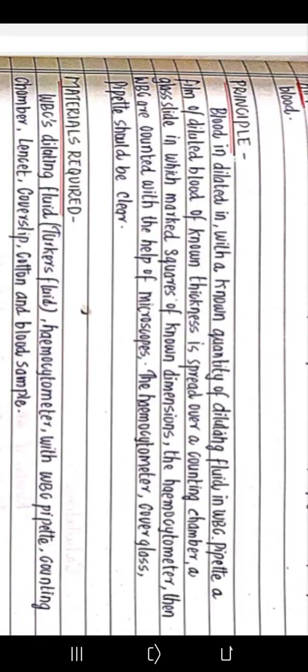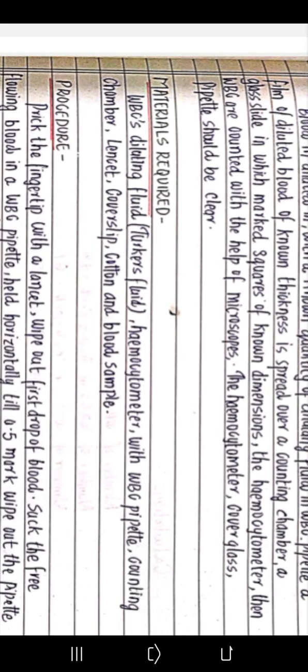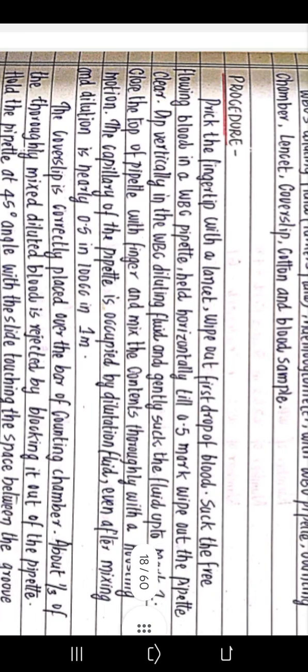The hemocytometer, cover glass and pipette should be clean. Then materials required: WBC diluting fluid, that is Turk's fluid, hemocytometer with WBC pipette, counting chamber, lancet, cover slip, cotton and blood sample. Procedure: prick the fingertip with a lancet, wipe out the first drop of blood. Suck the free flowing blood into a WBC pipette held horizontally till the 0.5 mark. Wipe out the pipette clean. Dip vertically in the WBC diluting fluid and gently suck the fluid up to mark 1. Close the top of the pipette with a finger and mix the contents thoroughly with a shaking motion.